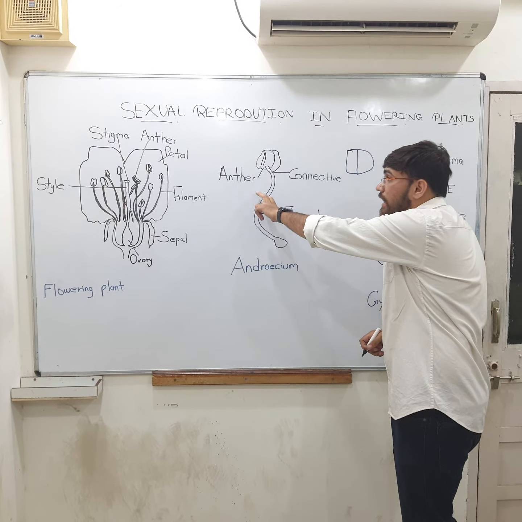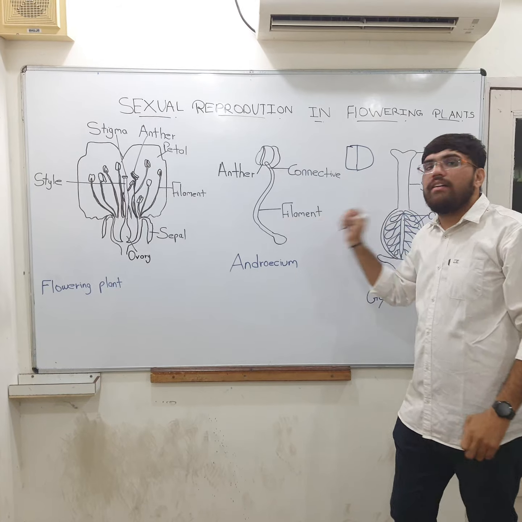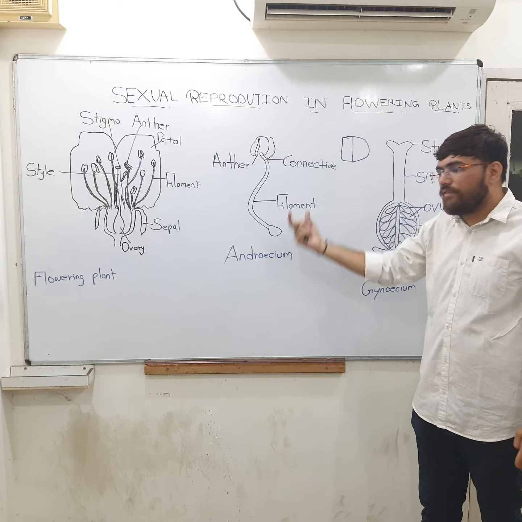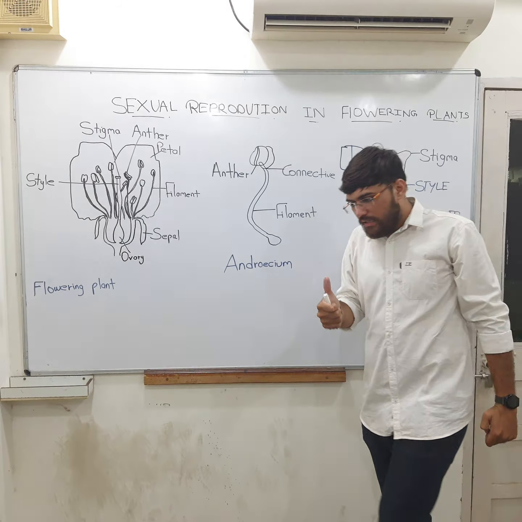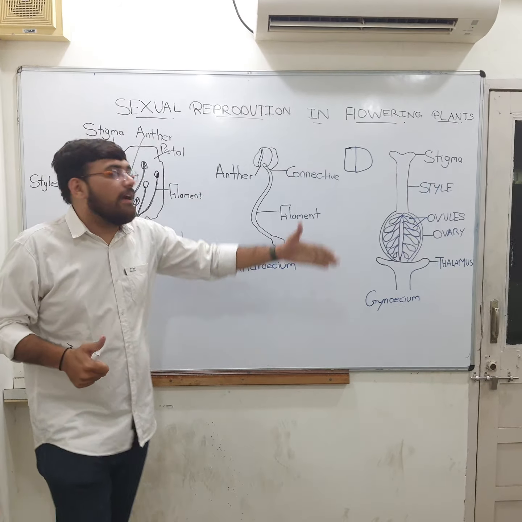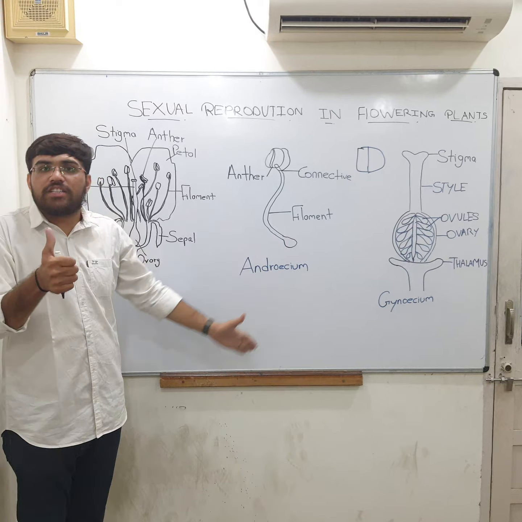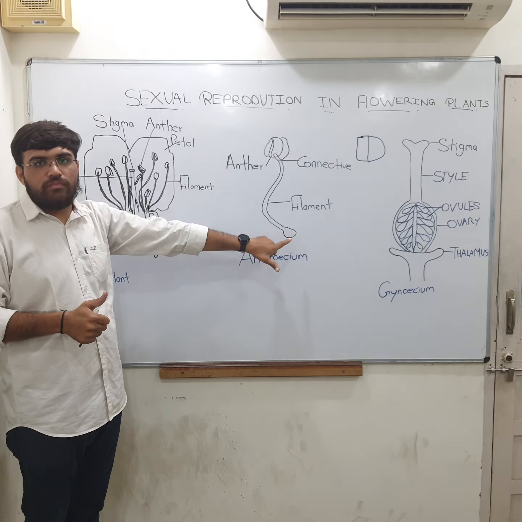This is the connective part, and the last part is the filament. So this is the basic structure of the androecium, or the male reproductive part. And here there is a unit called the stamen, which is the functional unit of the androecium.